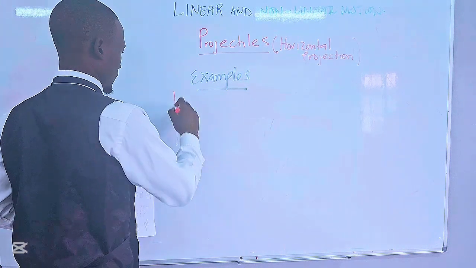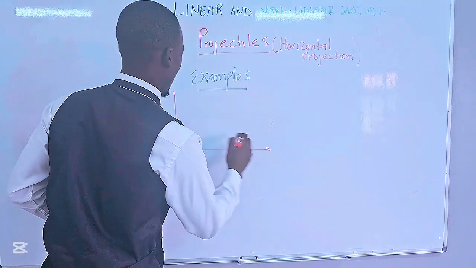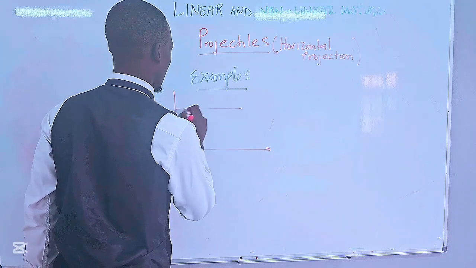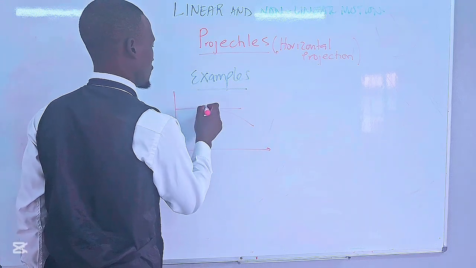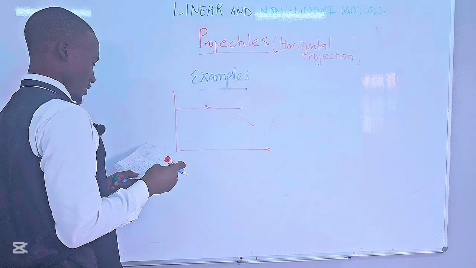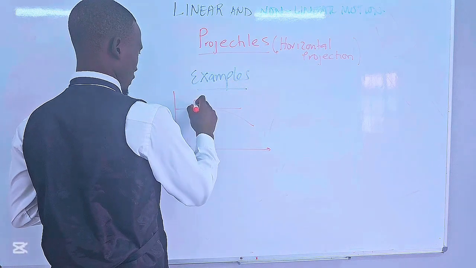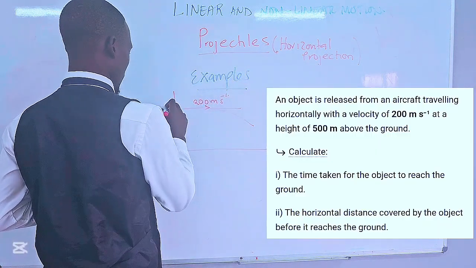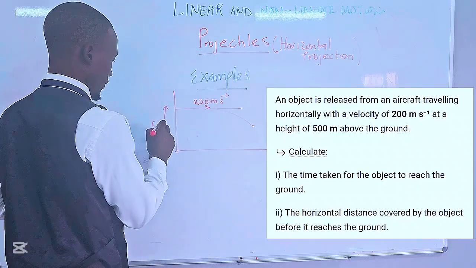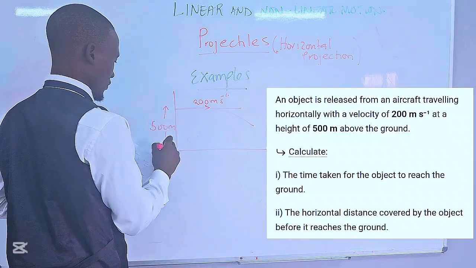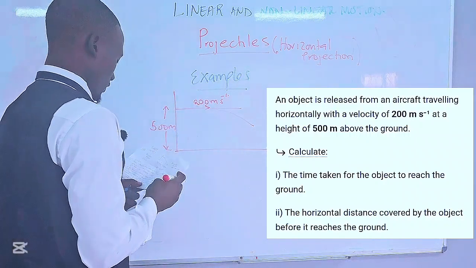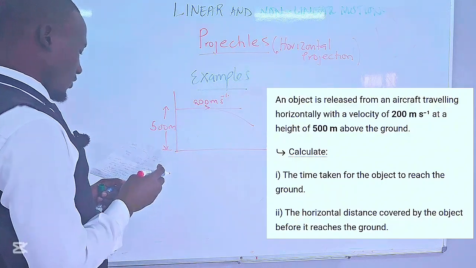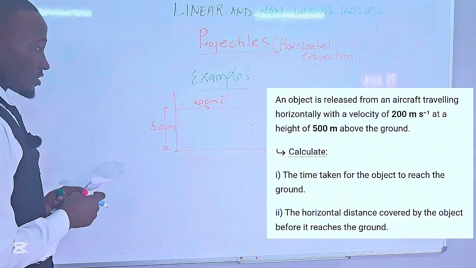and you can draw an aeroplane. I like students who always use sketches. This is going to be 200 meters per second. The height is given as 500 meters from that question. So they want you to calculate how long it takes to reach the ground.